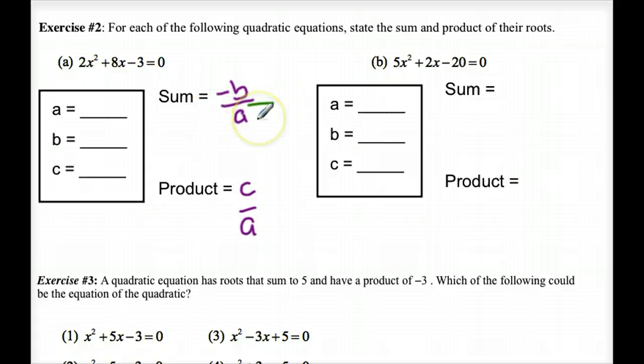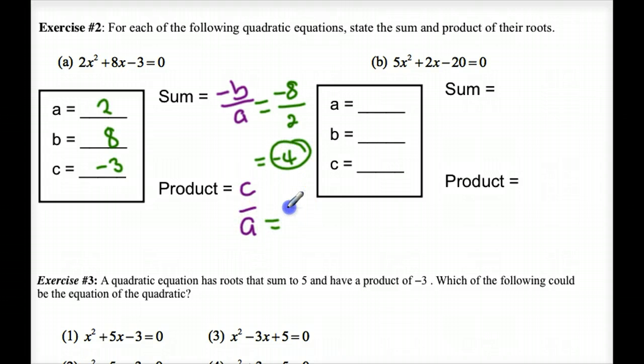For each of the following equations, state the sum and product of their roots. So A is 2, B is 8, and C is negative 3. So the sum is minus B over A, which is negative 4. That's my sum. And the product is negative 3 over 2. That's my product. What about this one over here?